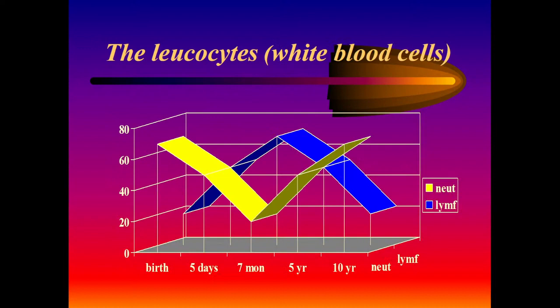The graph shows the variant of the crossover between neutrophils and lymphocytes. At 5 days and at 5 years, there is a crossover between the number of lymphocytes and neutrophils.